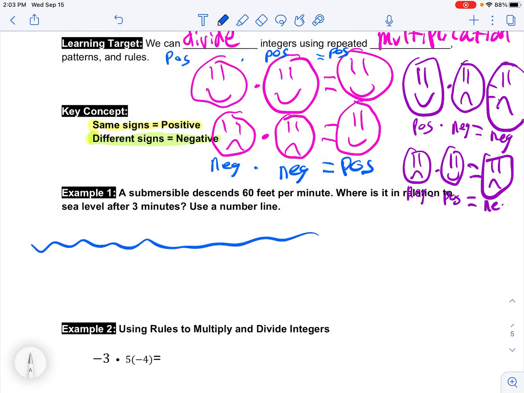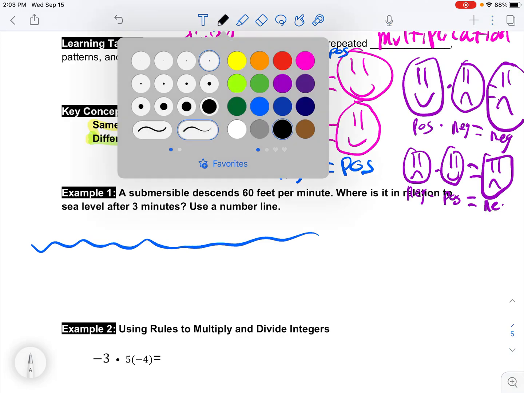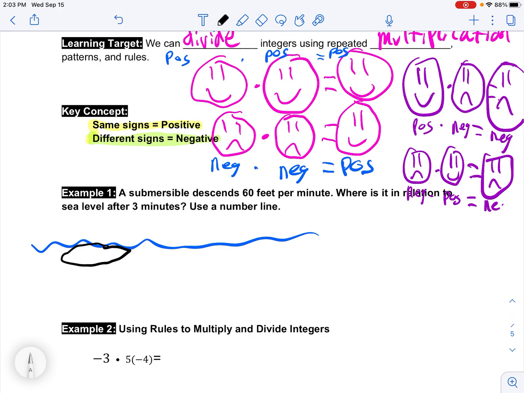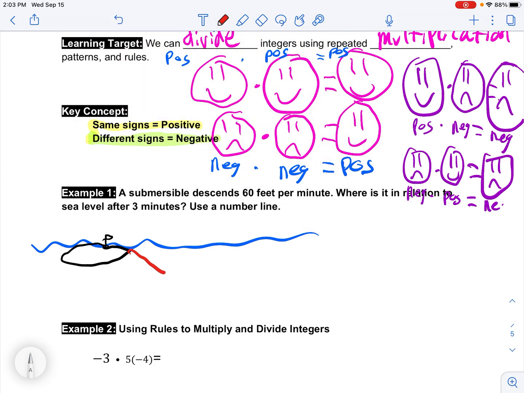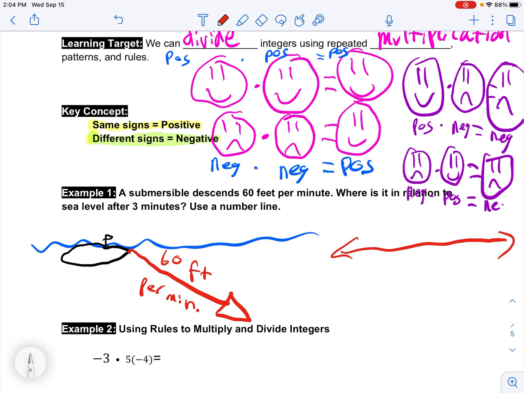We've got a submersible, basically a submarine, chilling at sea level. Okay, so he's sitting right at the top of the water right here. But they're descending, which means going down, at 60 feet per minute. Okay, so they're diving at 60 feet per minute. What is the relationship to sea level after 3 minutes? Use a number line. So again, if I consider sea level 0, I'm going to start at 0.